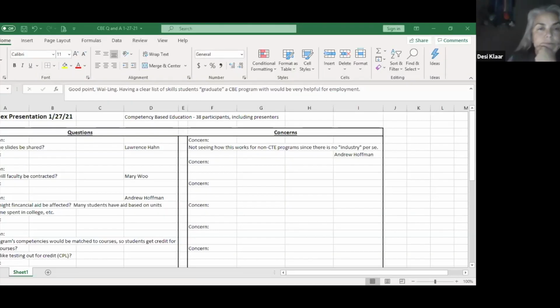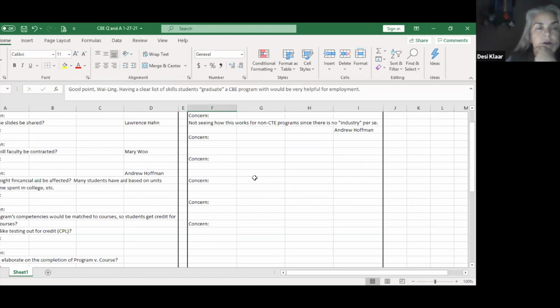Okay, want me to share this Excel spreadsheet? Yeah, if you can, sure. Can you see it? Yes, I can now.